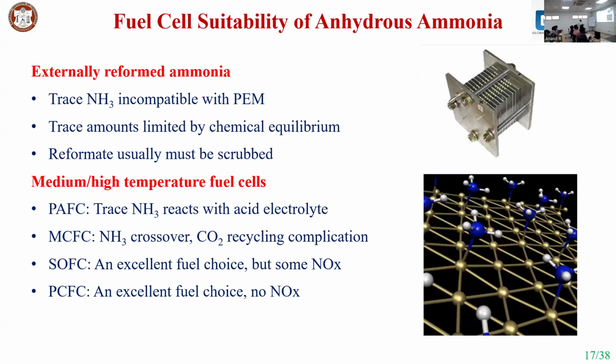So, externally reformed ammonia. For reforming ammonia, there are many methods people are using, something like the electrolyzer. You can use different types of electrolyzers, which are available for different temperature ranges.